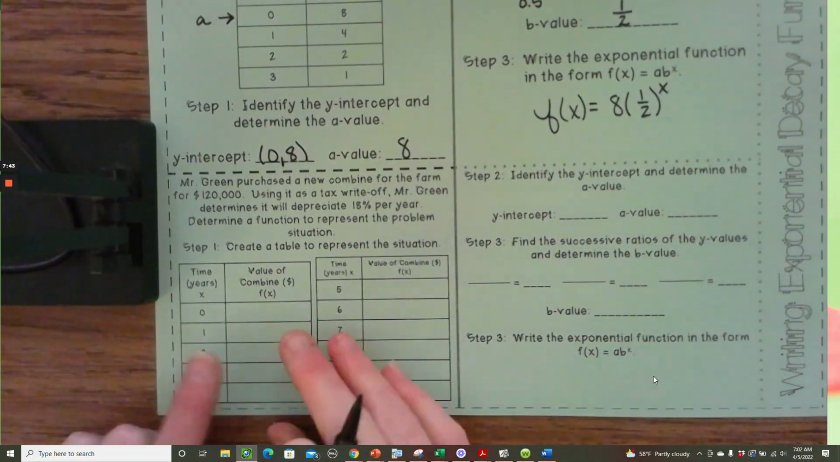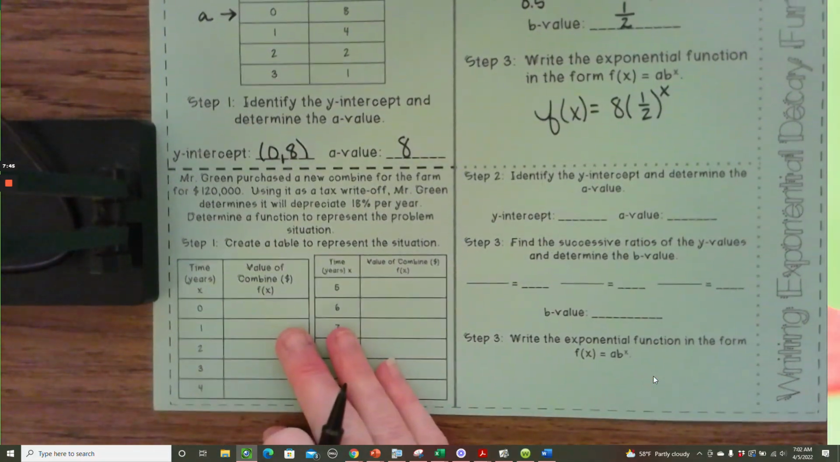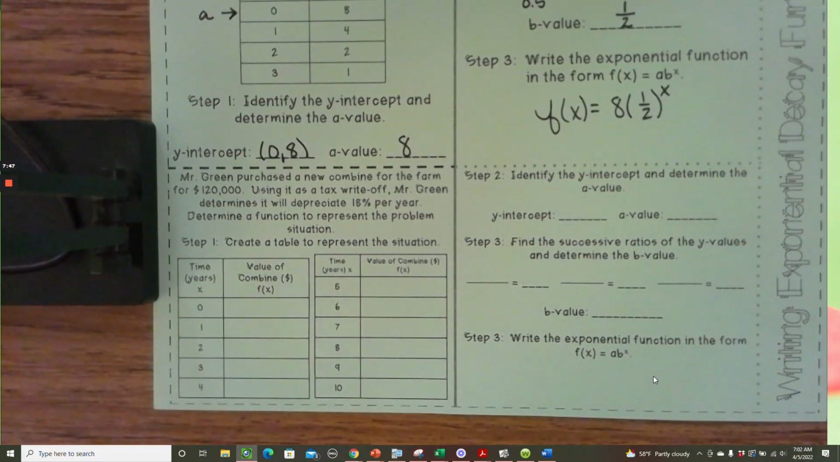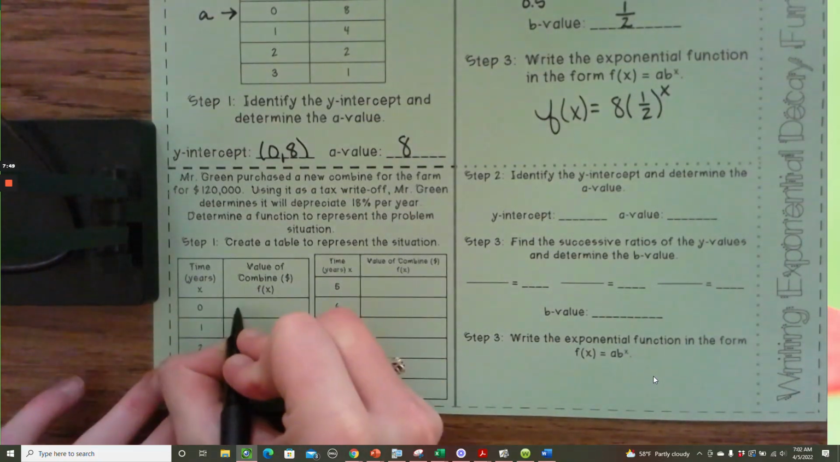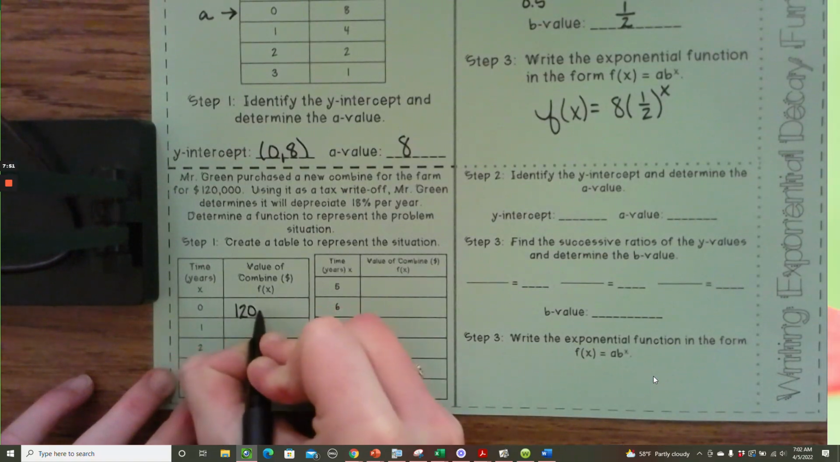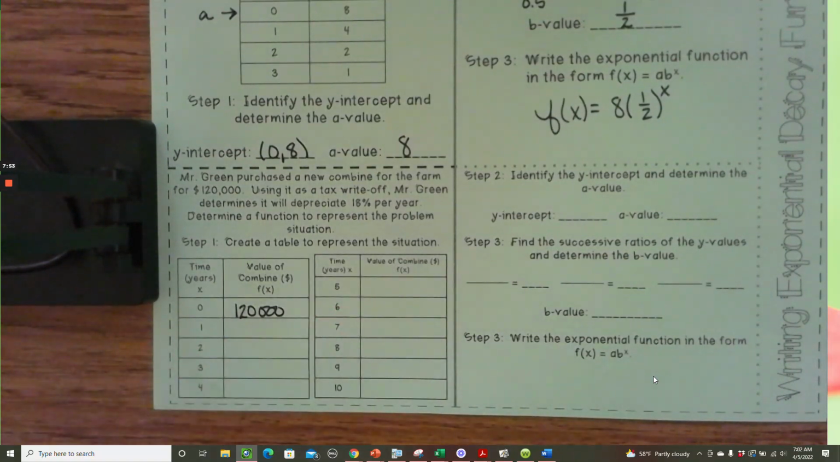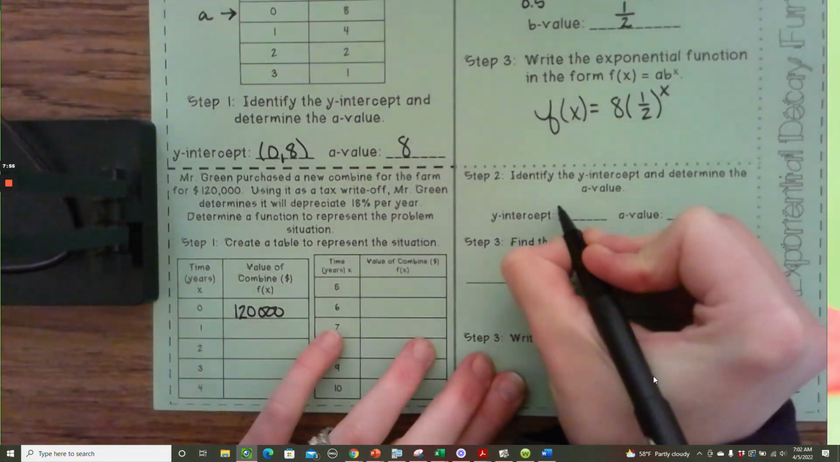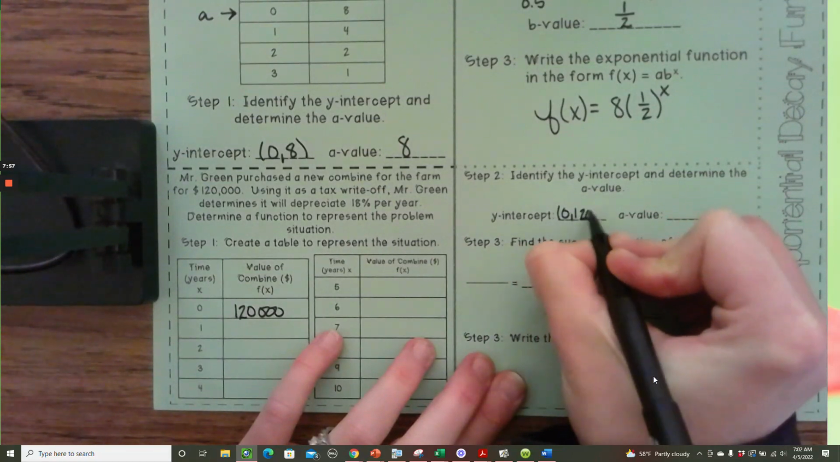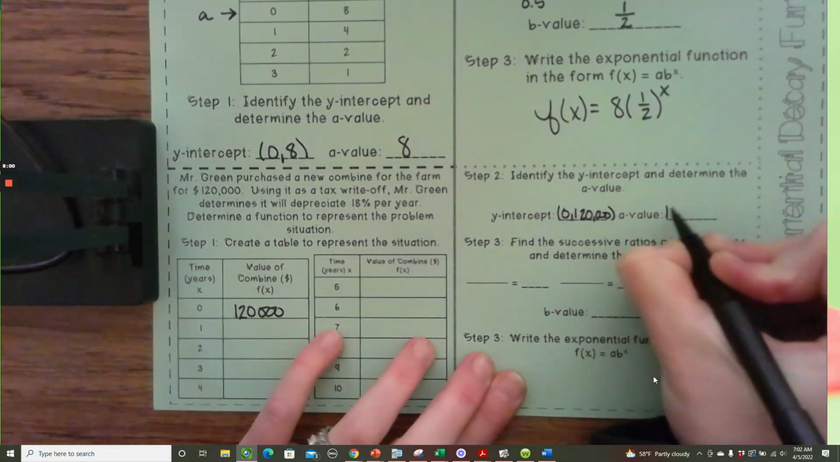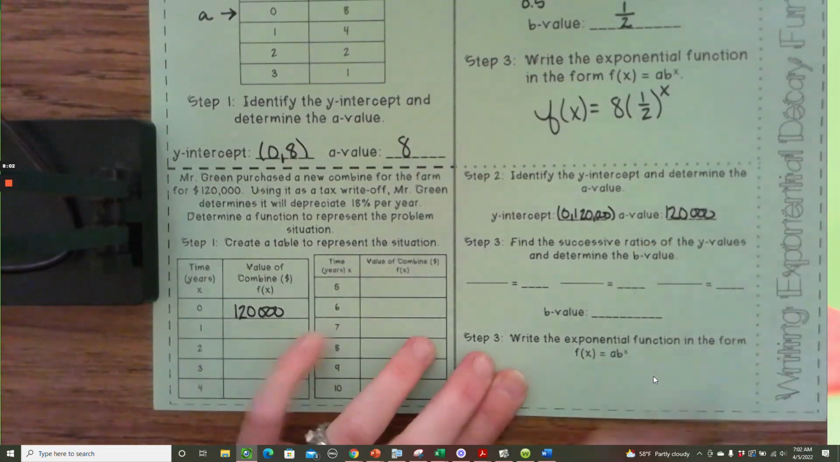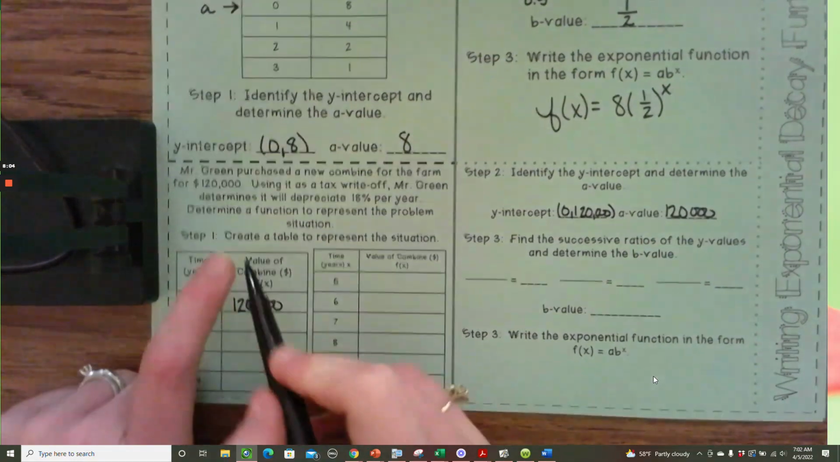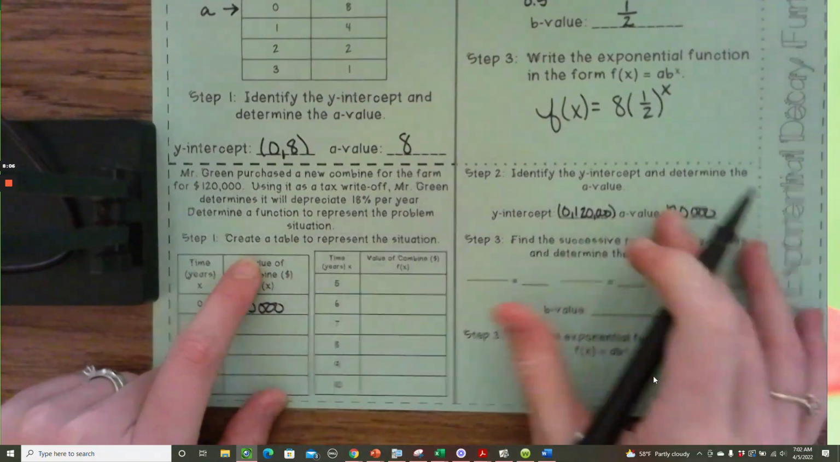All right, so for a real world problem, Mr. Green purchased a new combine for the farm for $120,000. That's going to be my a value. That's going to be my starting amount. So I can go ahead and fill that part in. 120,000. Mr. Green determines it will depreciate 18% per year.